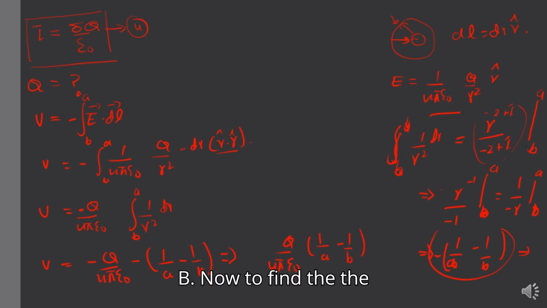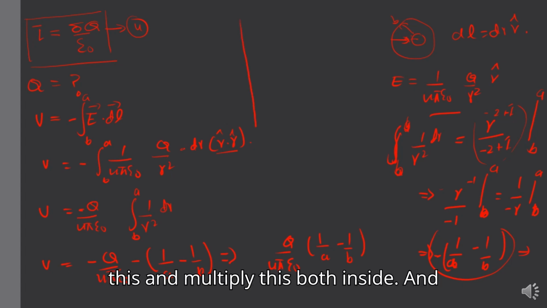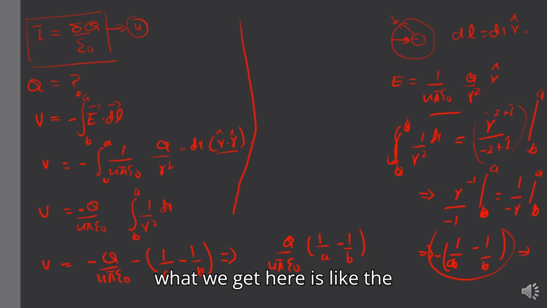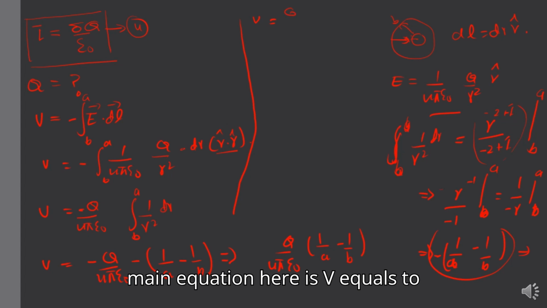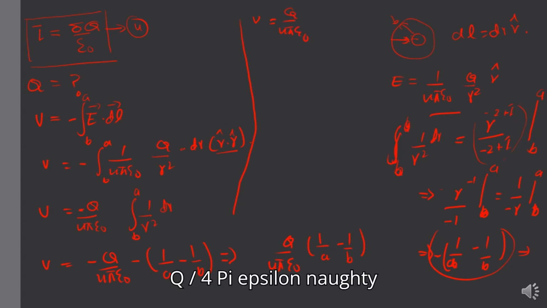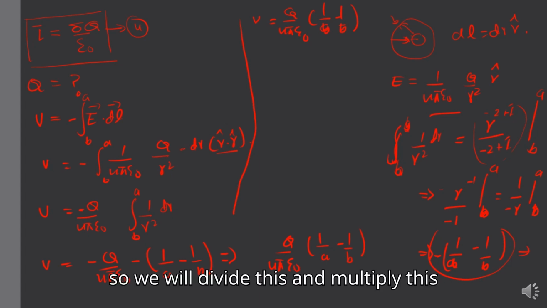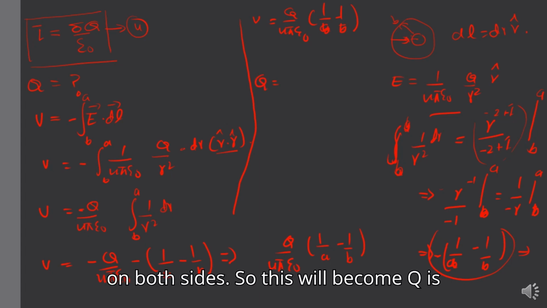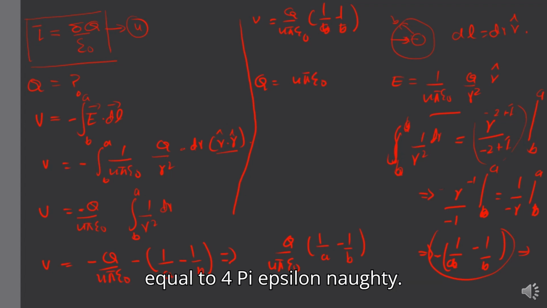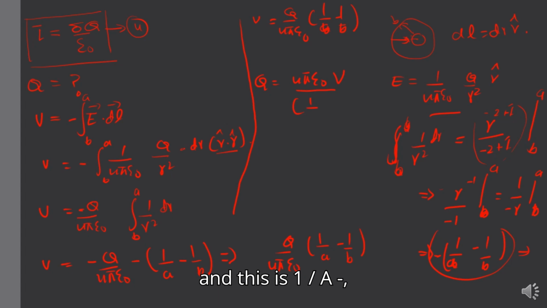Now to find q, the main equation here is V equals q divided by 4 pi epsilon naught into 1 divided by A minus 1 divided by B. So we will divide this and multiply this on both sides, so this will become q is equal to 4 pi epsilon naught, this is voltage, divided by 1 divided by A minus 1 divided by B.